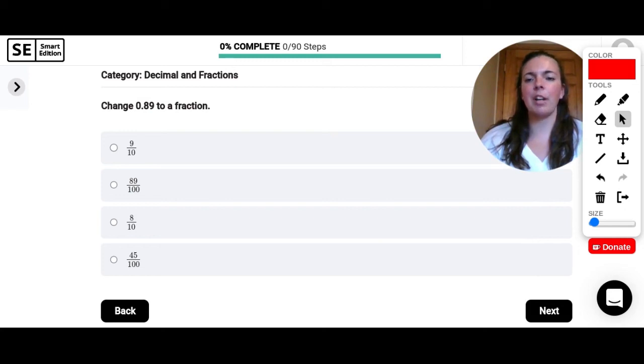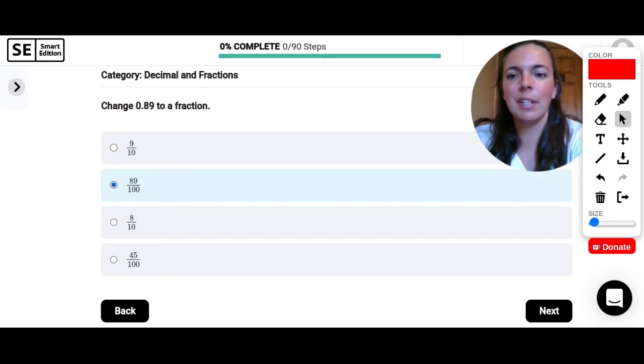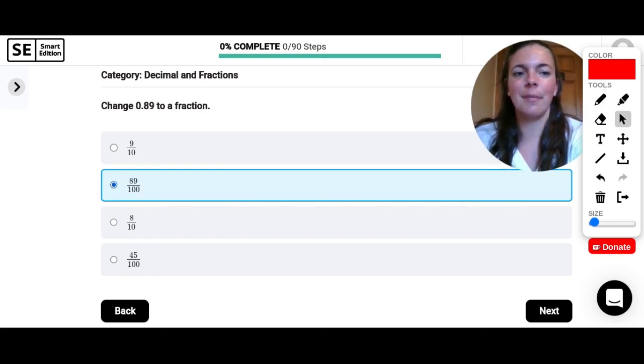Change 89 hundredths to a fraction. So when we know our place value of decimals, it can make turning them into fractions a lot easier. So 89 hundredths, think about what that would be as a fraction. That's actually just right here, 89 hundredths.